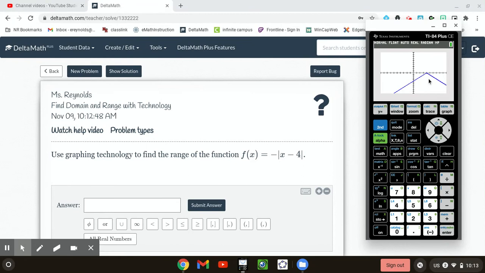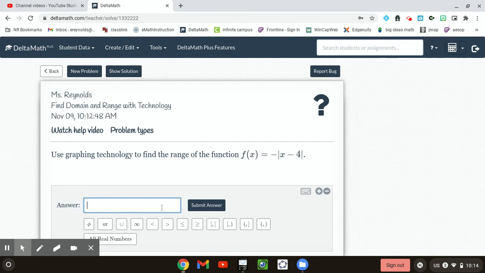And I'm going to hit graph. And this is what my graph looks like. It's like an upside down V shape. It starts all the way down here, it comes up, and it bounces back down. It wants the range for this problem. So the range means from bottom to top, what does this graph cover? Well, this goes forever down in both of these directions, but it never goes above this y value.